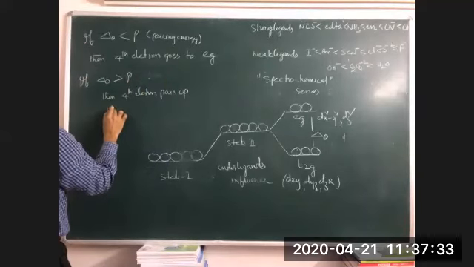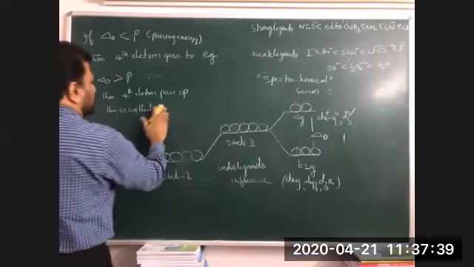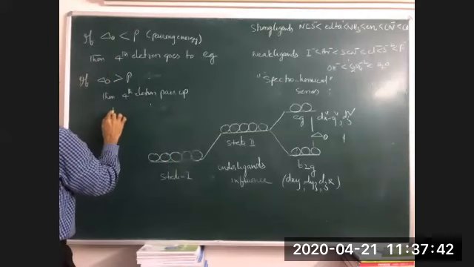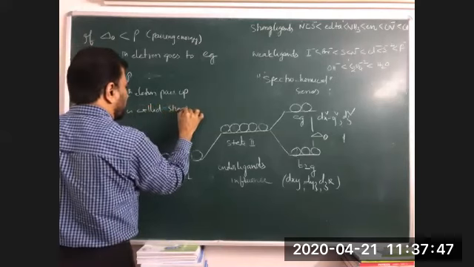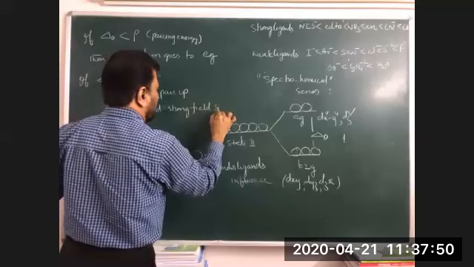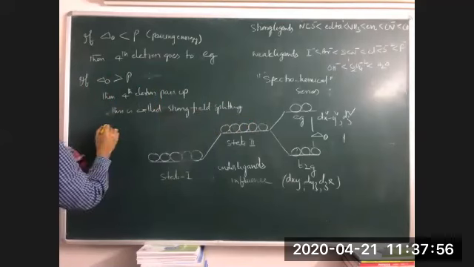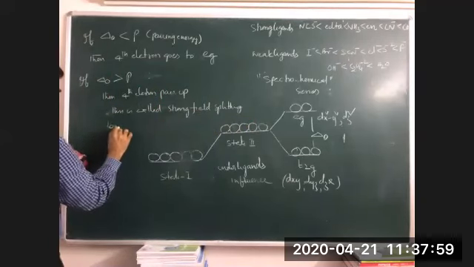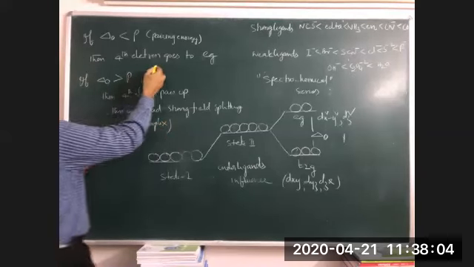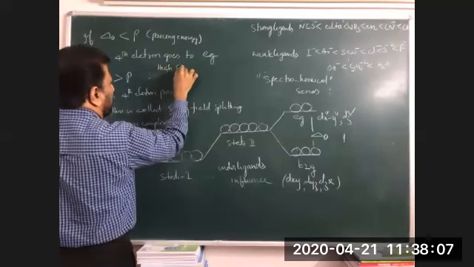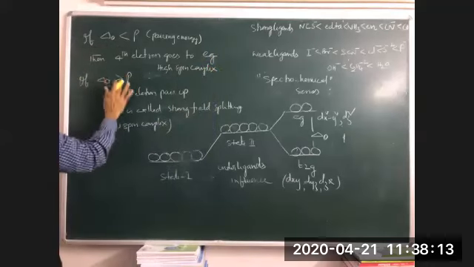This is called weak field. This is called strong field splitting, or low spin complex. This is high spin complex. This is to be remembered.